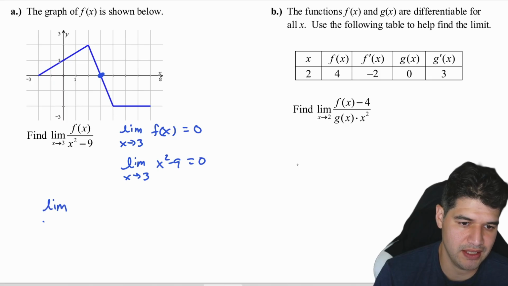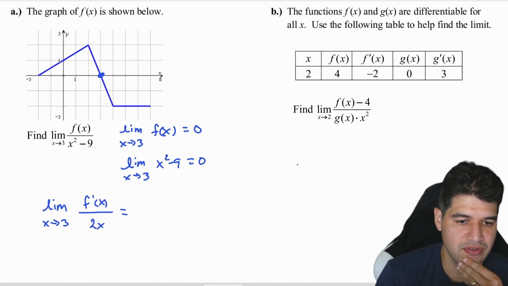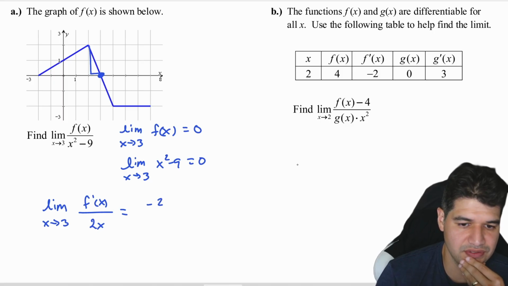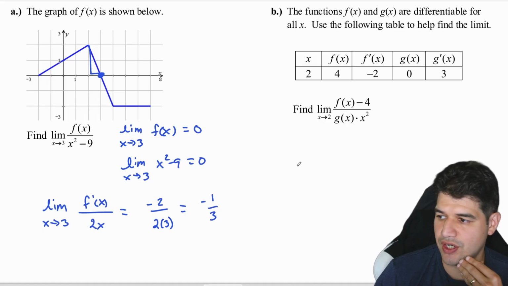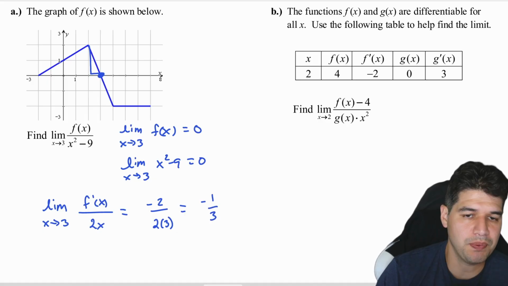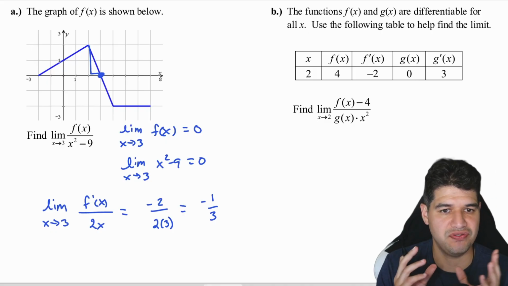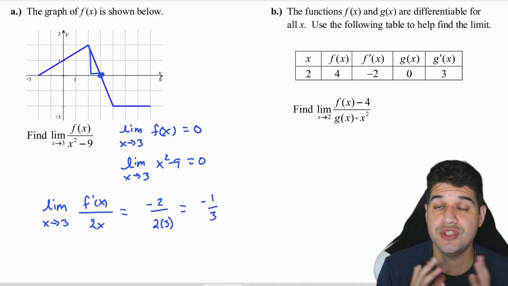So the limit as x approaches 3 of the derivative of f of x, which is f prime of x, over 2x. Now let's look at what happens from this. As x approaches 3, what is f prime of x? Well, that's going down 2 over 1. So that's negative 2 over 2 times 3. So that becomes negative 1/3, right? We can see that applying L'Hopital's rule lets us find these limits of these function notation questions where we couldn't before, where we couldn't algebraically do any of this work.